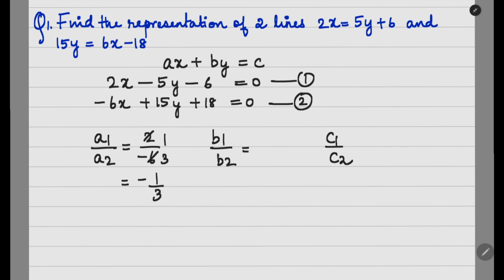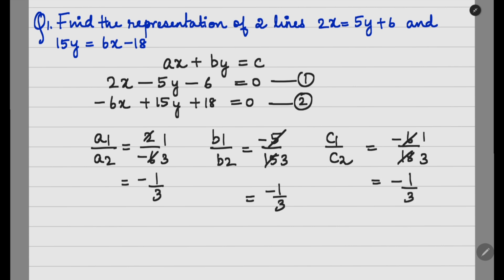What is b1 by b2? It is minus 5 by 15. 5 threes are 15, so this is also equal to minus 1 by 3. What is c1 by c2? Minus 6 by 18. 6 threes are 18. So the c1 by c2 ratio is also equal to minus 1 by 3.